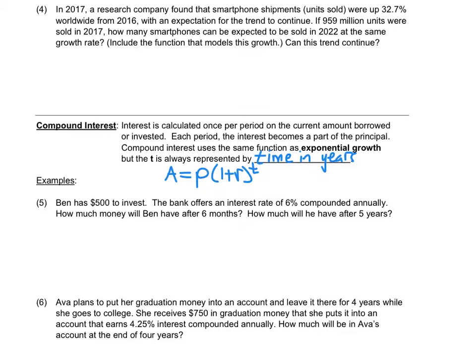Ben's got $500. There's an interest rate associated with it. How much is he going to have at the end of the 5 years? So the A value, oh, sorry. I used a different version of the formula.